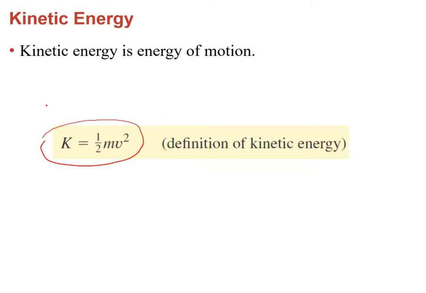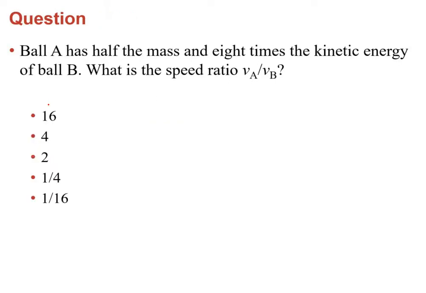Now let's answer a question related to kinetic energy. Ball A has half the mass and 8 times the kinetic energy of ball B. What is the ratio of the speeds of the two balls, VA divided by VB? Pause the video and think about it. You should write down in this case, you won't be able to guess. So pause the video and work on it.